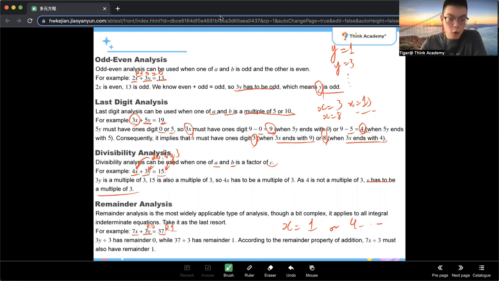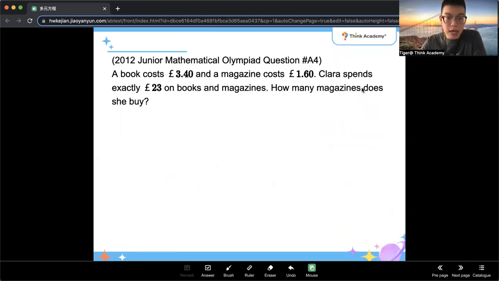All right, so that's all the analysis that we're going to be talking about. Okay, so let's take a look at example questions.